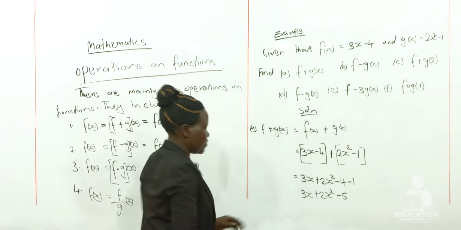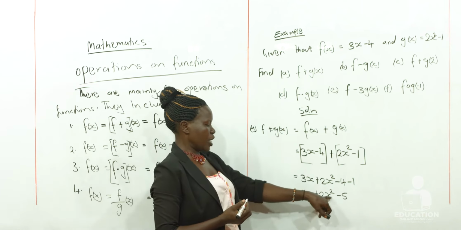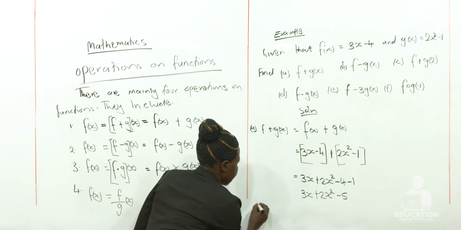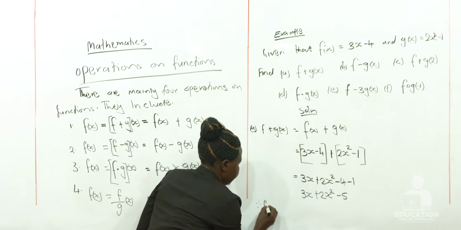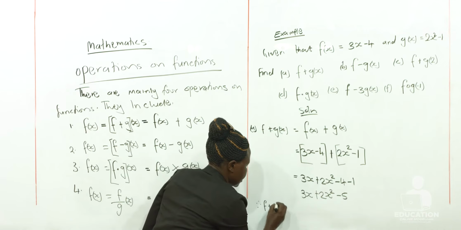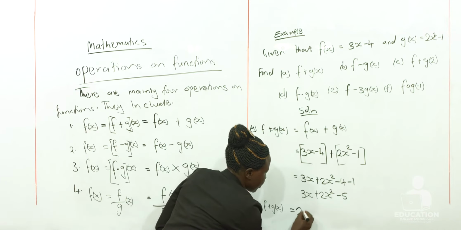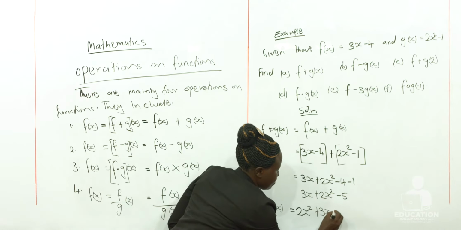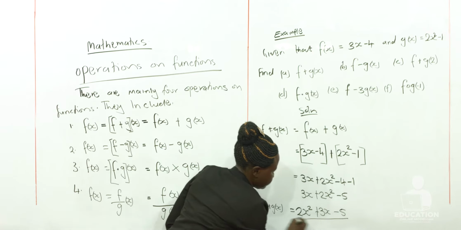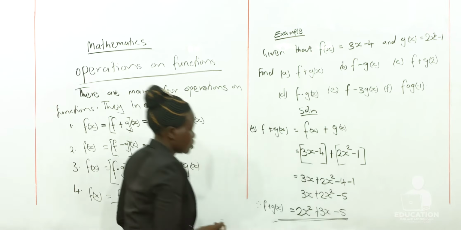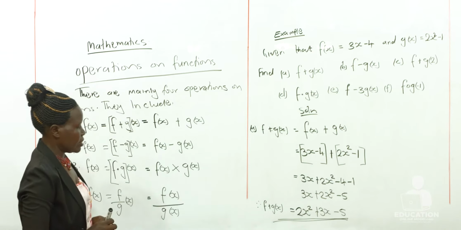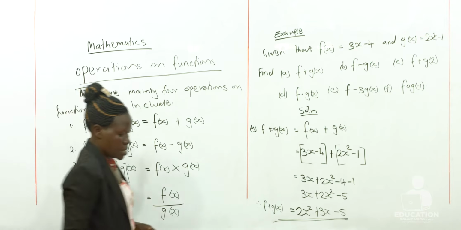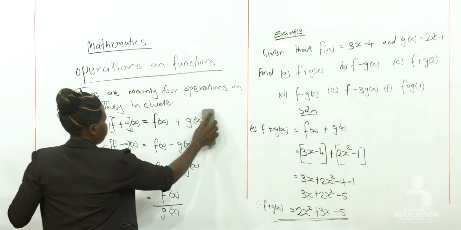So when you look at here, you find that 2x squared is the highest. Then now you come and say, therefore, f plus g of x equals 2x squared plus 3x minus 5 as your answer. So your answer will be like that. That is under operation of addition. And then we go to part B.